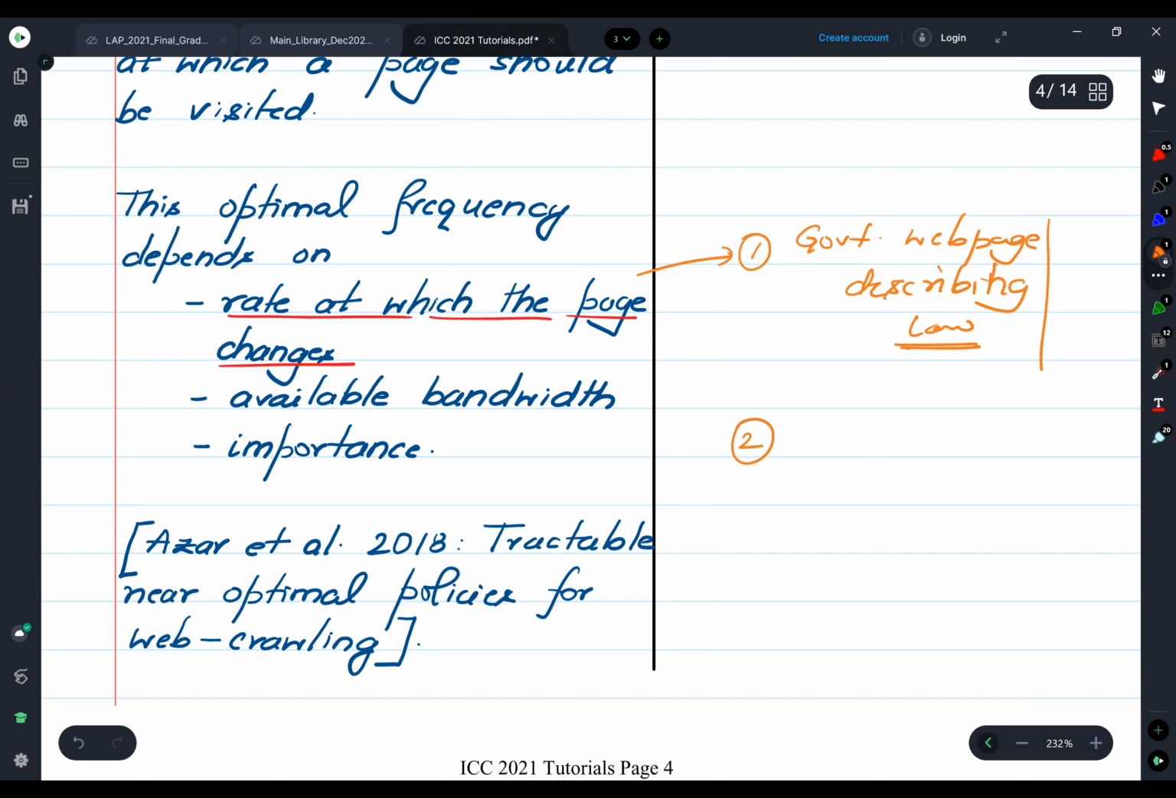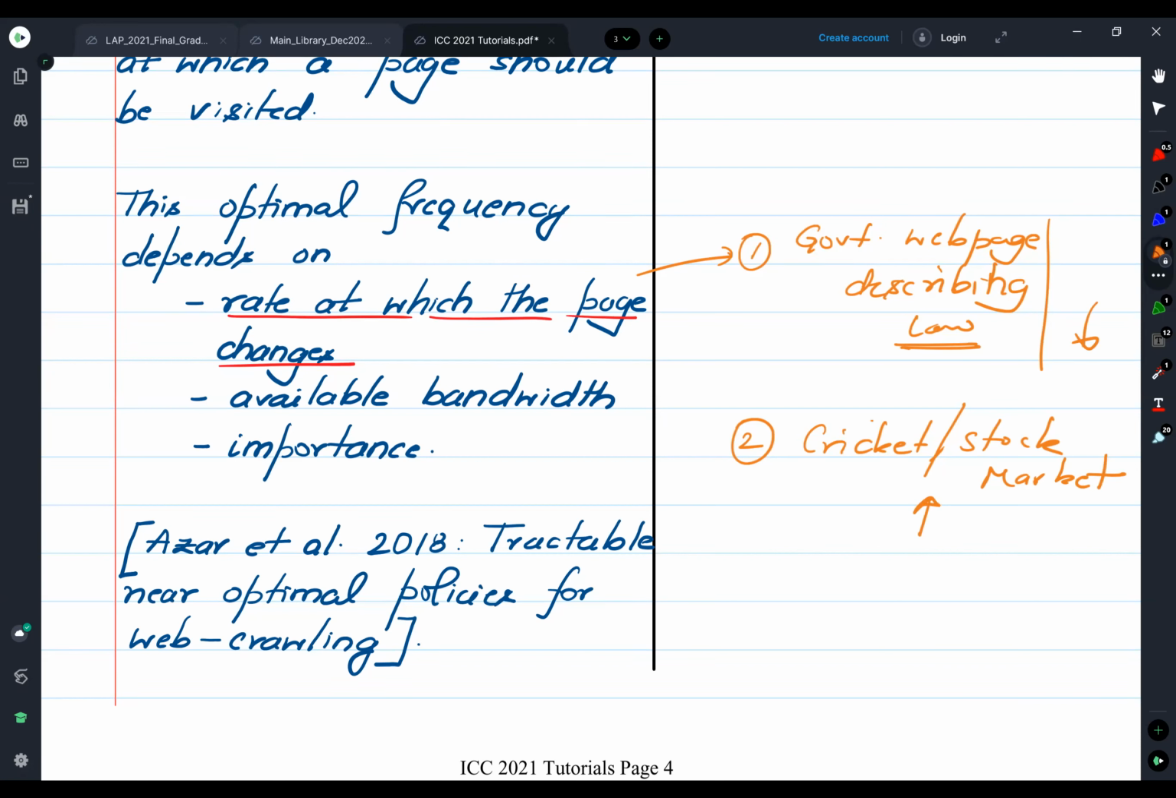On the other hand, there could be pages related to cricket or the stock market, and these pages will change very fast. So you can see that each web page changes at a different rate. But the web crawler by default may not know at what rate this page changes. In order to decide how frequently this page needs to be crawled, it needs to be able to estimate the rate at which this page changes.